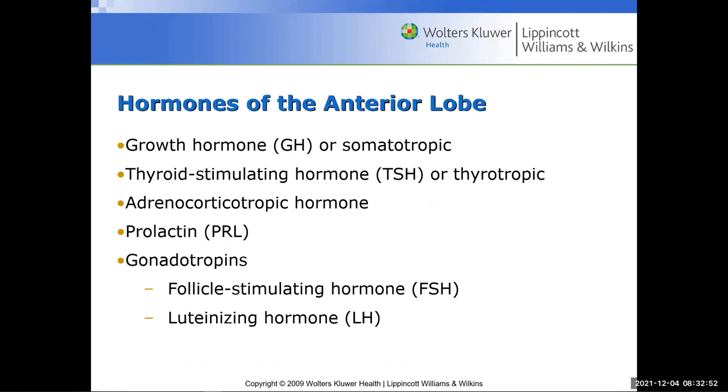Let's talk about the anterior lobe now. So for the anterior lobe, in terms of the hormones that are released, you have growth, thyroid stimulating, or TSH, adrenocorticotropic hormone, prolactin, and the gonadotropins. GTAPG. Could somebody think of a word in which we could remember the hormones of the anterior lobe? A word with these letters, GPATG.